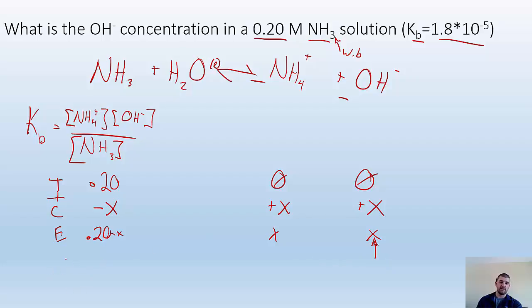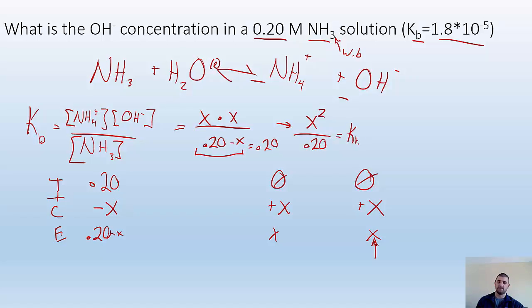So I know that my Kb expression is going to equal X times X over 0.20 minus X. And now I'm going to do a little trick that I think I told you guys about before. I'm going to assume that this still equals 0.20. I'm going to assume that X is going to be a really, really tiny number, and then I'll go back and check to see if I was allowed to do that. So that's going to tell me that I end up with X squared over 0.20 has to equal my Kb. So now I do some algebra, and I get X is going to equal the square root of 0.20 times my Kb, which is given up here in the problem.